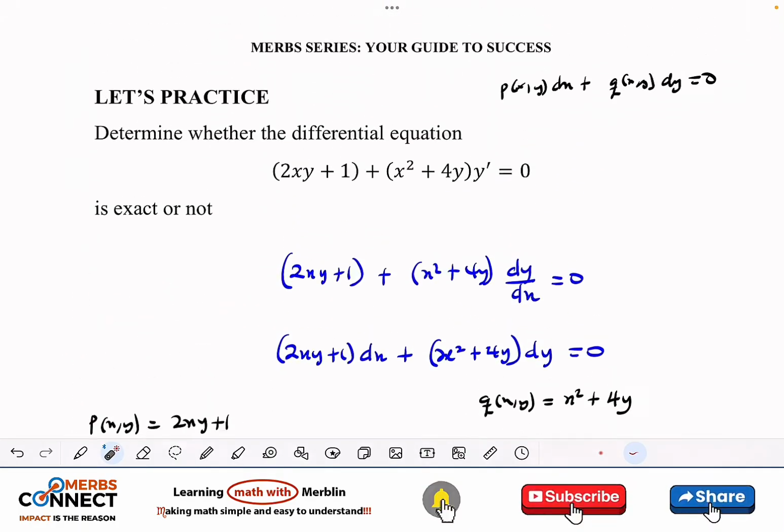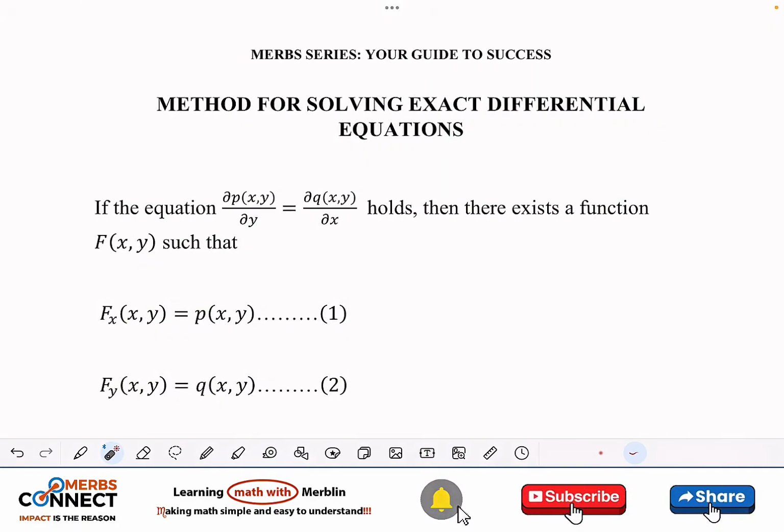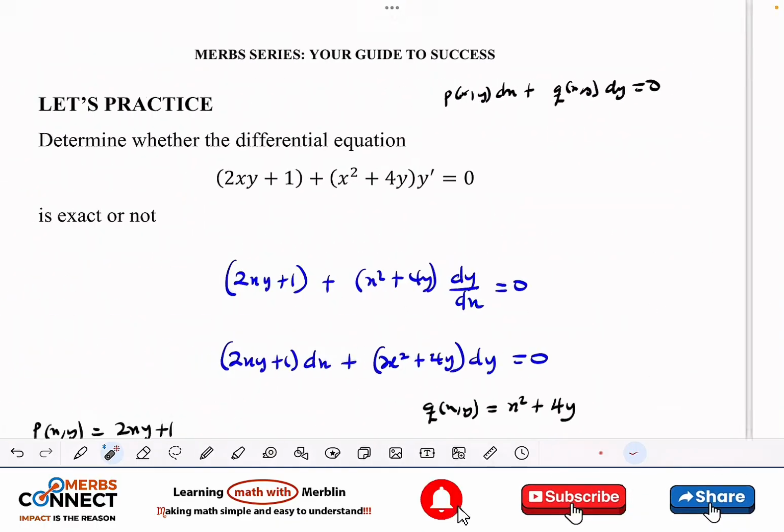Good. Now, since we know how to talk about exactness, the question is, if the equation is exact, then how can we solve it? So we are saying that if this is the same as this holds, then there exists a function big F of xy such that my small p of x y is the same as the partial derivative of F with respect to x, and my small q is big F of xy with respect to y. So this is what we are saying.